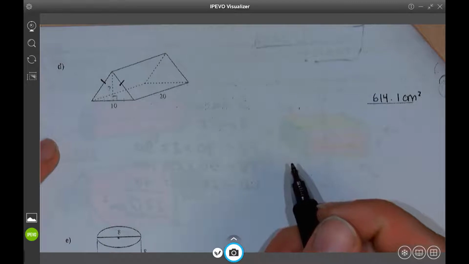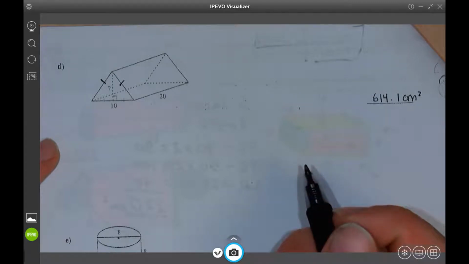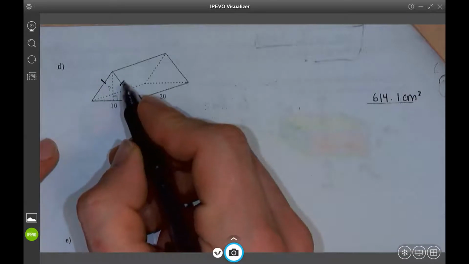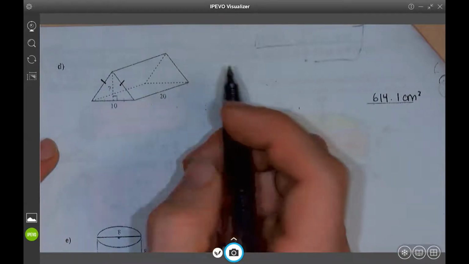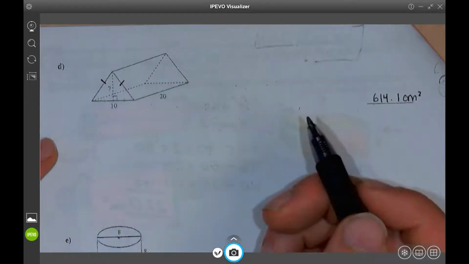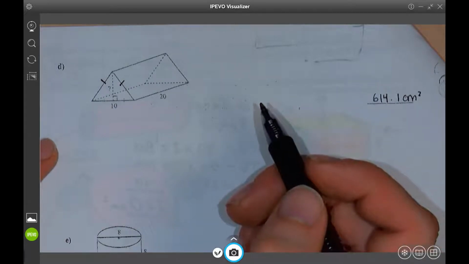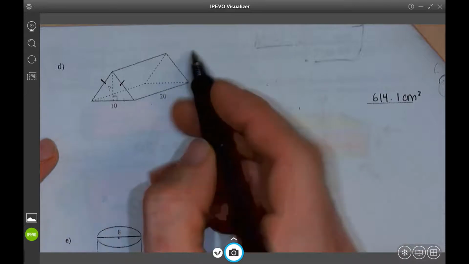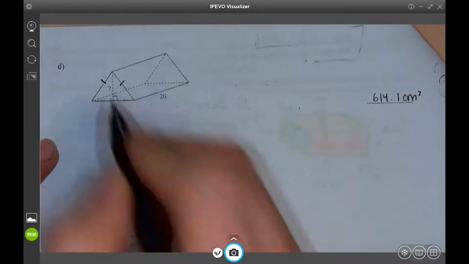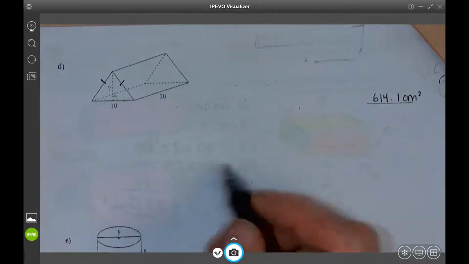There is something interesting about this question, however. It labels some of the lines, but it doesn't label all of them. For instance, this line that I've indicated with a little dash, it doesn't tell us what that is, and we definitely need to know what that is. So in order to figure it out or to calculate it, we have to use Pythagorean theorem.